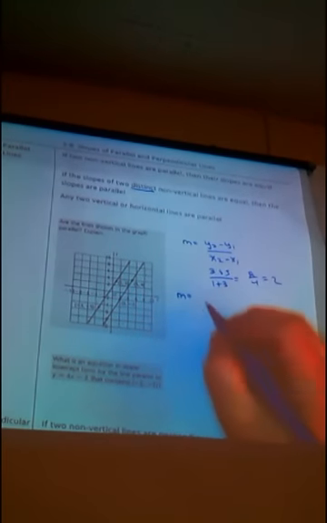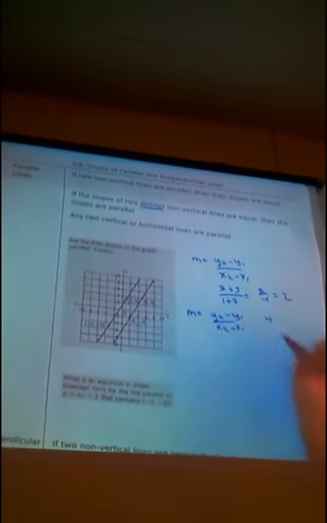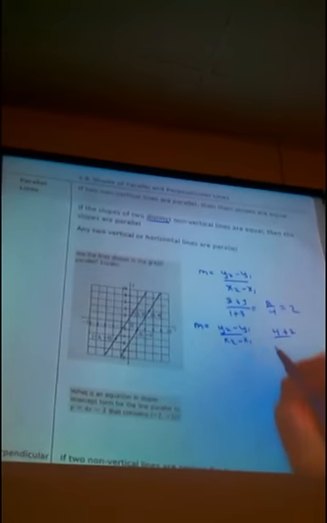Then the slope of the next line is going to be the same thing. We're going to do y2 minus y1 over x2 minus x1. And we would have 4 plus 2 over 5 minus 2. And we get 6 over 3, which is equal to 2.